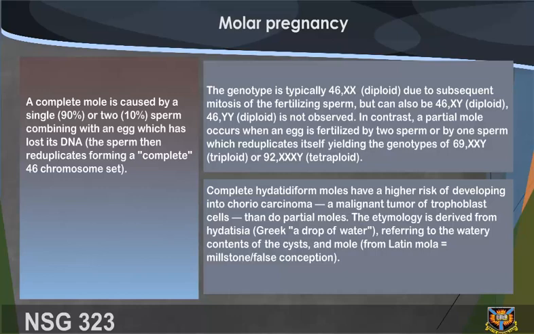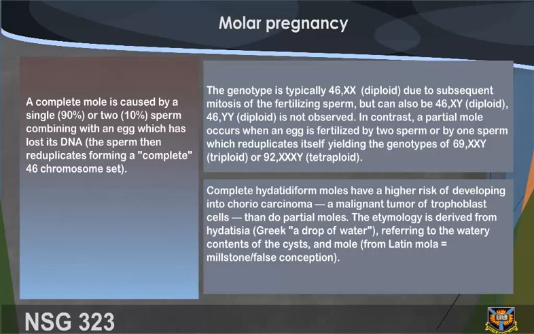In contrast, a partial mole occurs when an egg is fertilized by two sperm or by one sperm which reduplicates itself, yielding the genotypes of 69XXY triploid or 92XXXY tetraploid. Complete hydatidiform moles have a higher risk of developing into choriocarcinoma, a malignant tumor of trophoblast cells, than do partial moles.